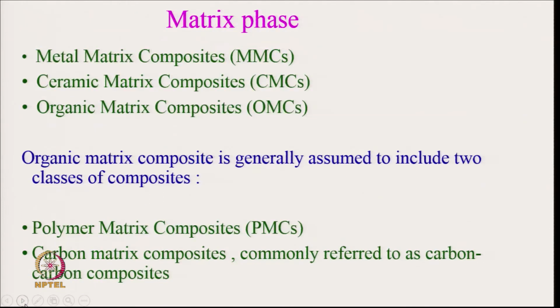Let us have a look into the matrix phase, that is the primary phase. In the matrix phase, we have three different types of combination: metal matrix composite, ceramic matrix composite, or organic matrix composite. This organic matrix composite is generally assumed to include two classes of composites, that is polymer matrix composites or carbon matrix composite, commonly referred to as carbon-carbon composites.